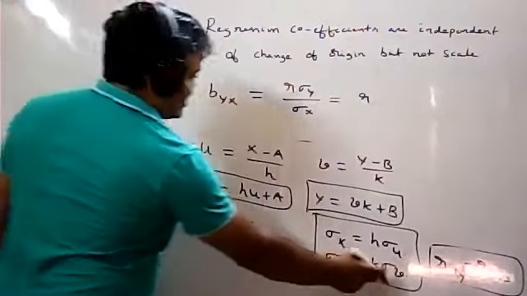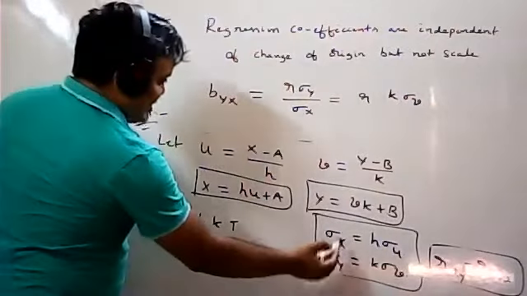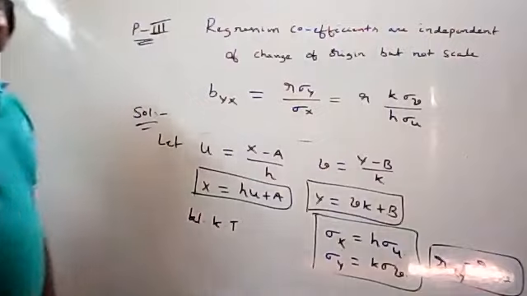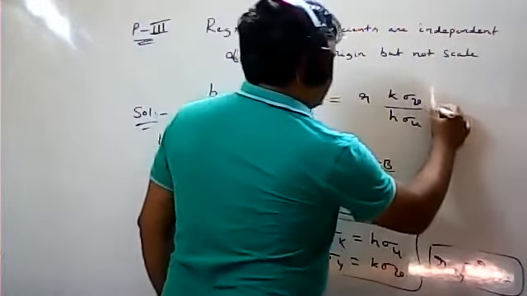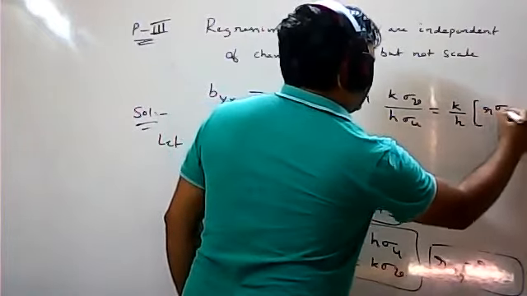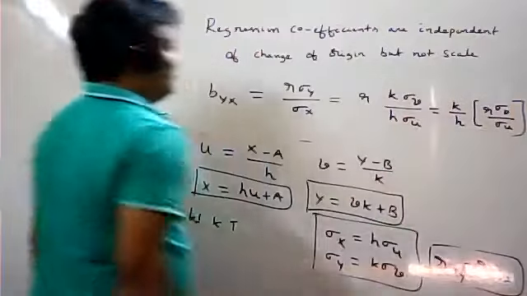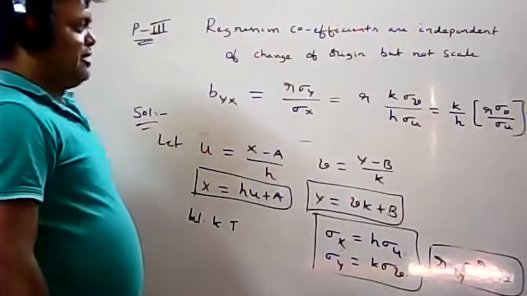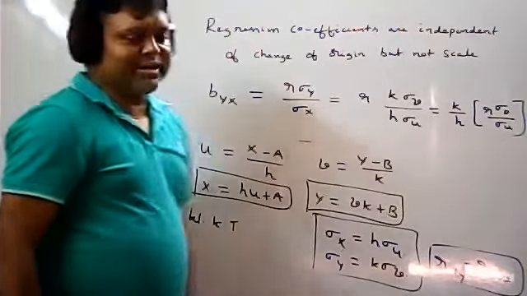What is the sigma y formula? Sigma y is k into sigma v. And what is the sigma x formula? Sigma x is nothing but h into sigma u. k and h are constants. So I can write this as k by h into r sigma v by sigma u. k by h is the constant, that's why I have separated it.